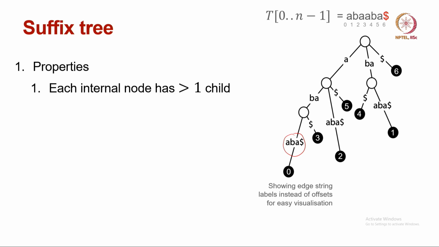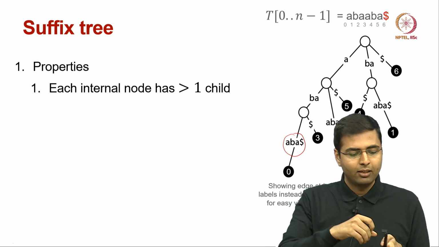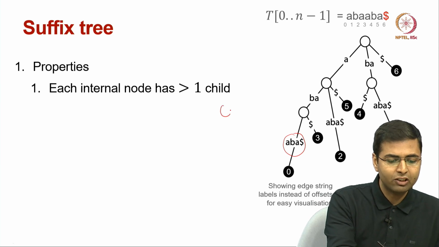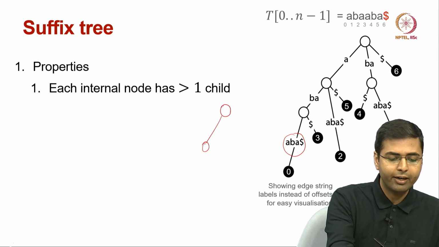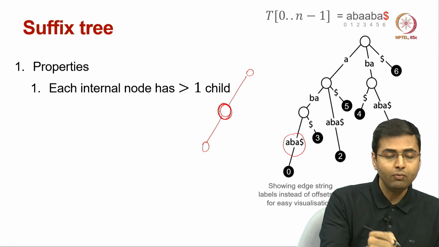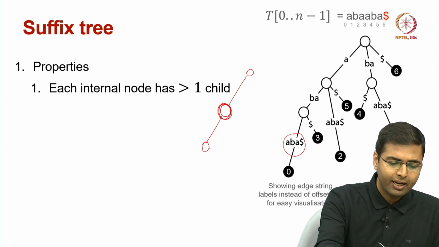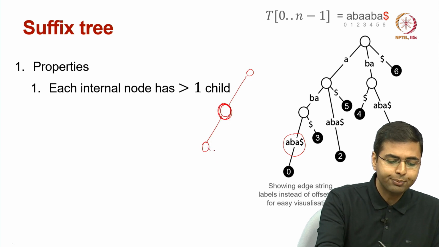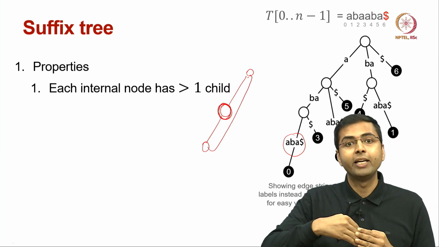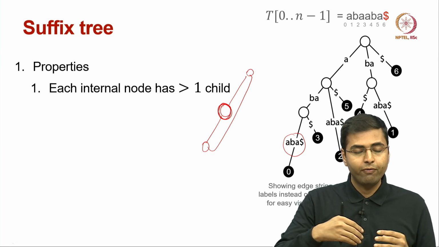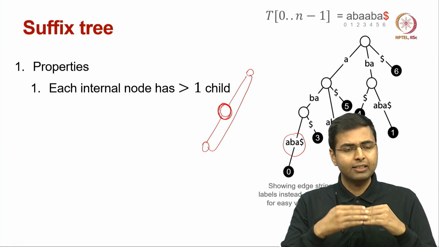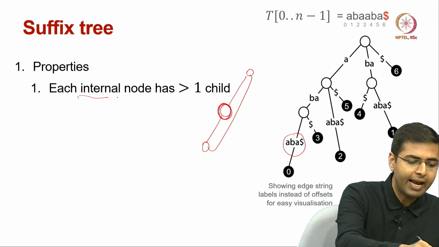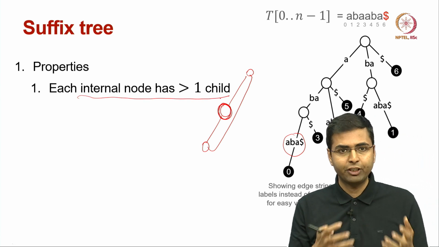The first property which is important is that every internal node has at least 2 children. Why? Well, that is because we have collapsed the non-branching paths. So, it can never happen that in a suffix tree you have an internal node which has only one child, because if it had only one child, I would have collapsed these 2 edges into one edge. So, when we have collapsed these non-branching paths, we make sure that each internal node has at least 2 children in the suffix tree.